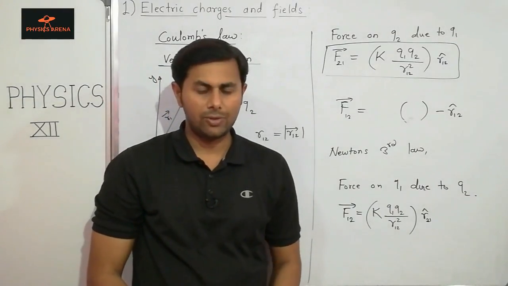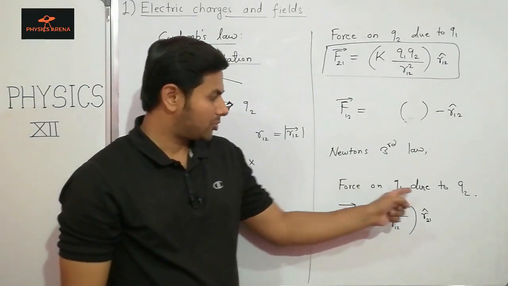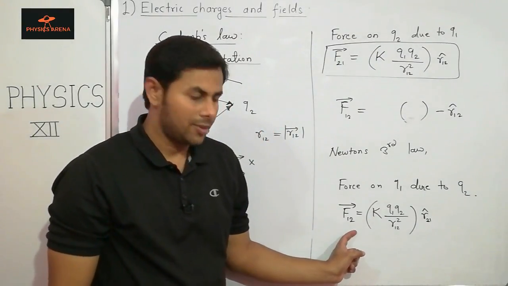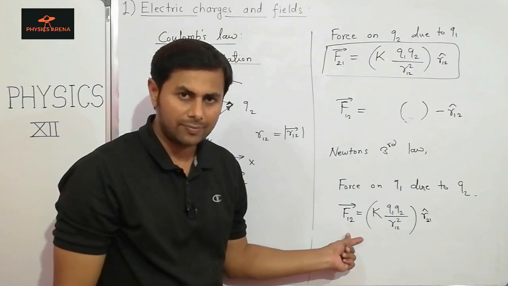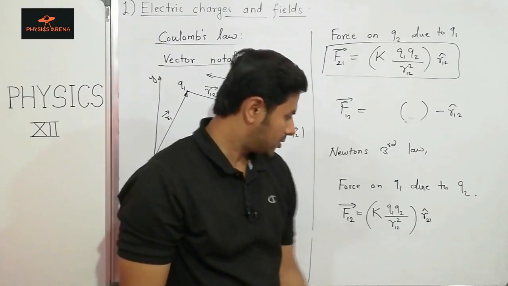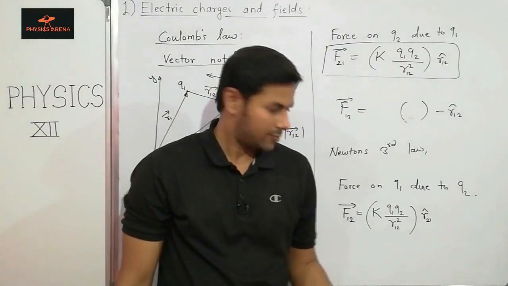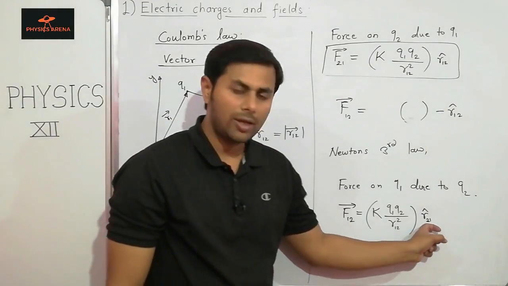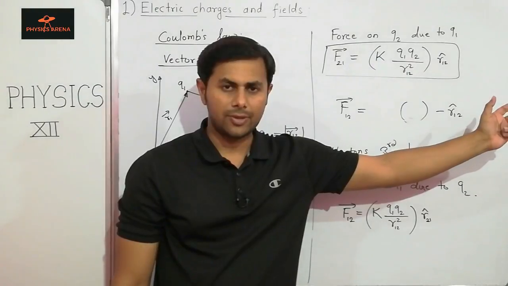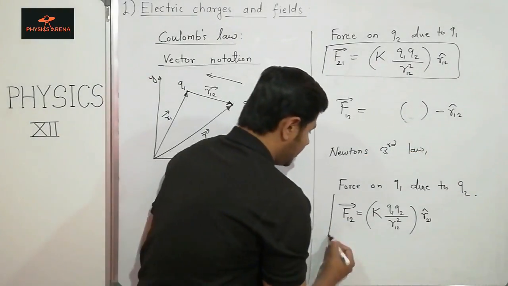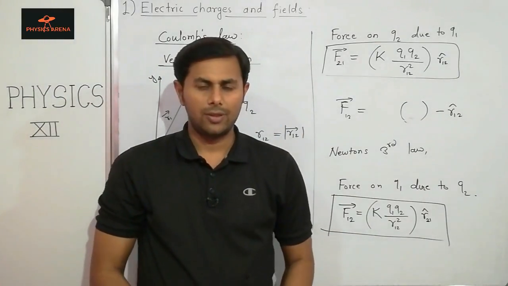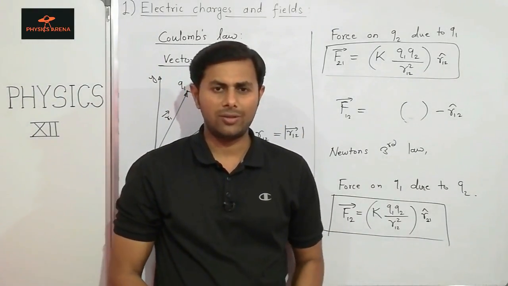An easy way to memorize this is that for the force on 1 due to 2, we write it like this, F12. Whatever suffix we have here, the opposite of that suffix will be used here. So the suffix will be flipped over. If we have 1 2 here, we will have 2 1 here. If we have 2 1 here, we will have 1 2 here. So this will be the force on Q1 due to Q2. So this is how we write Coulomb's law in vector form.